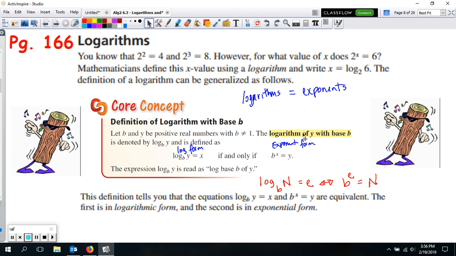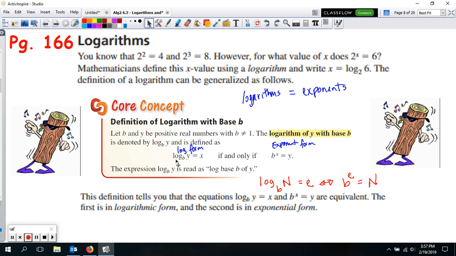So we have this definition. You want to write on your core concept, right above this part, log base b of y equals x if and only if b to the x equals y. We talked about that already, that b to the x equals y is the exponent form. So that's an exponential, and we want to put exponent form right above that on page 166. This is the log form. These are equal to each other; they are the same kind of thing. This is just the log form of this exponential form, and we can go back and forth between these.